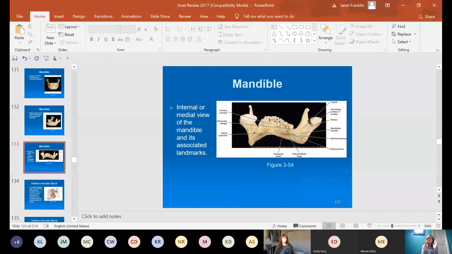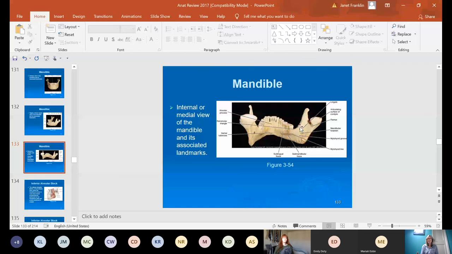Your retromolar triangle sits just distal to the last molar in your mouth. It is covered by your retromolar pad. So the pad is just the soft tissue. Think of the pad on the chair. The pad on the chair is just your soft tissue. The chair would be the retromolar triangle.